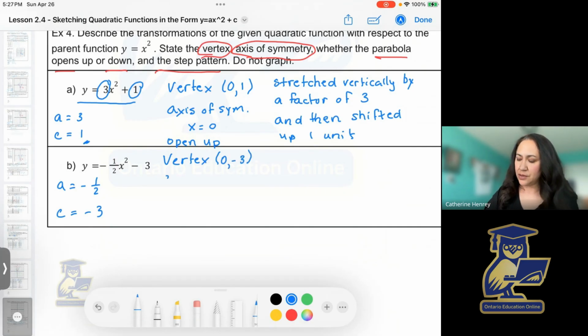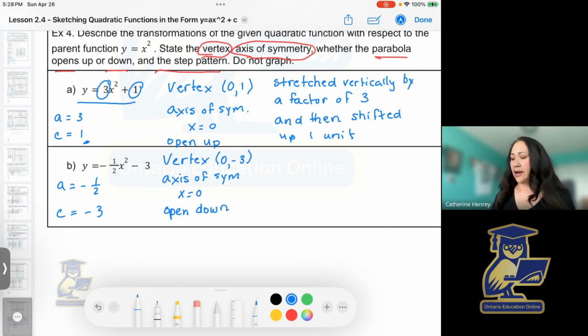My axis of symmetry for these types of graphs are always x equals 0. Here, my A is negative, and when A is negative, it means it's flipped upside down, and so this parabola is going to open down. But it's also a half. So this parabola is, let's say, flipped upside down.